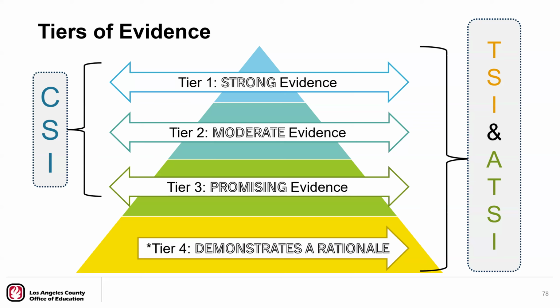If your school is identified for CSI, ESSA requires that interventions implemented have strong, moderate, or promising evidence. In other words, CSI interventions must be Tier 1, 2, or 3.